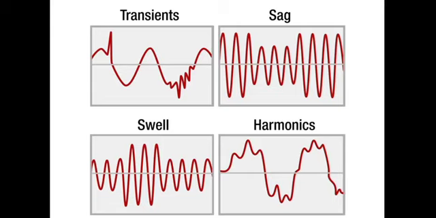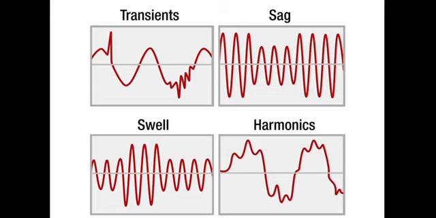Electromagnetic interference, EMI, and radio frequency interference, RFI. High-frequency electrical noise generated by various sources can interfere with the proper functioning of sensitive electronic devices. Interruptions. Complete loss of power for a short or extended period can disrupt operations and damage equipment, especially if proper backup systems are not in place.